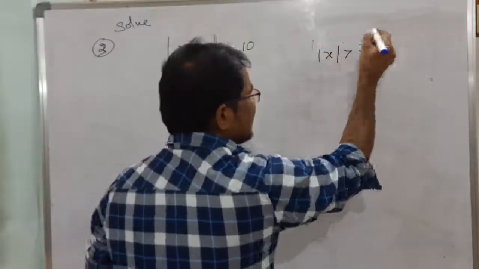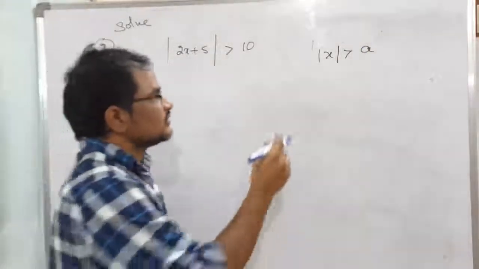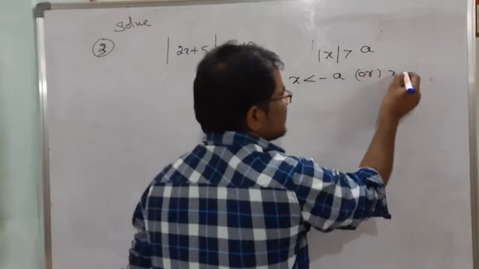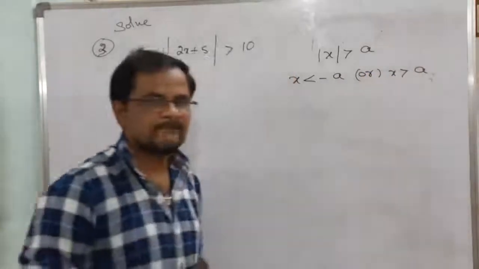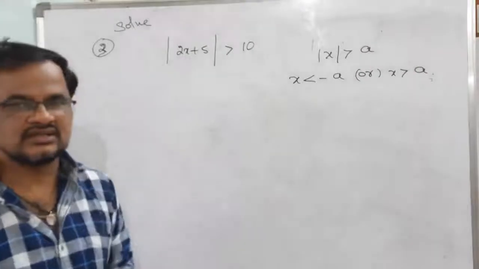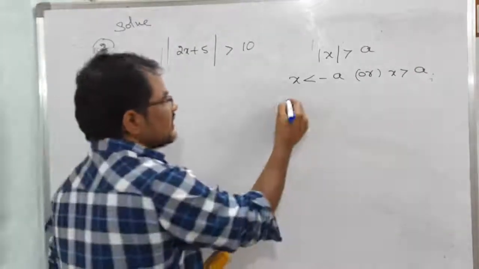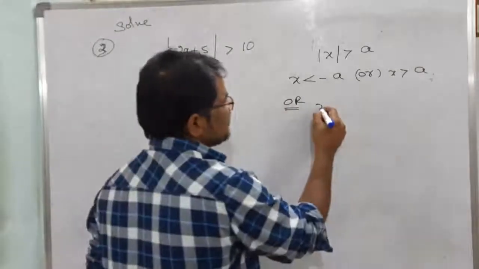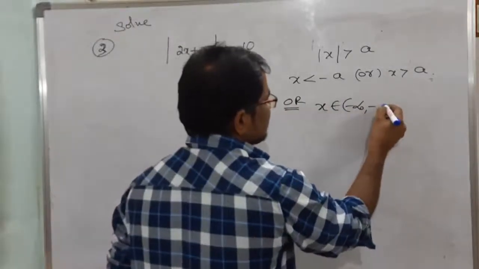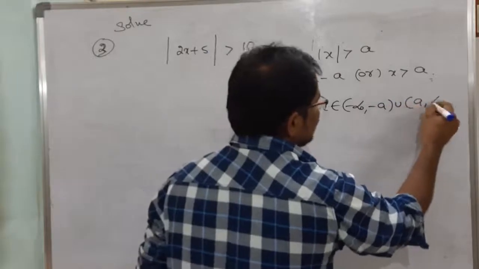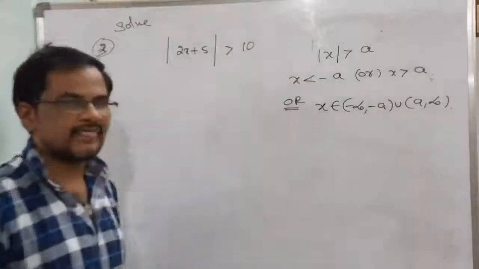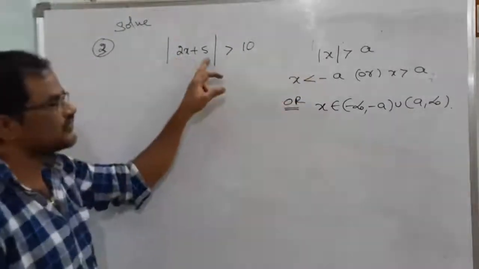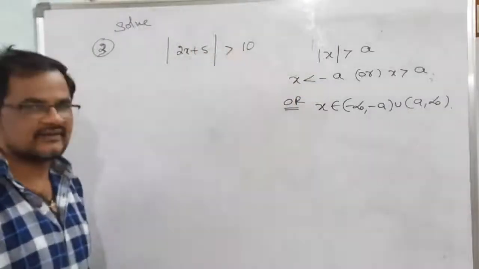Mod x greater than a. So how to write this one? x less than minus a or x greater than plus a. If you know this result, then easily you can solve this inequality. Or in terms of intervals, how to write? x belongs to minus infinity to minus a union a to infinity. Okay. By that result, in place of x, 2x plus 5, in place of a, 10 is there, right?